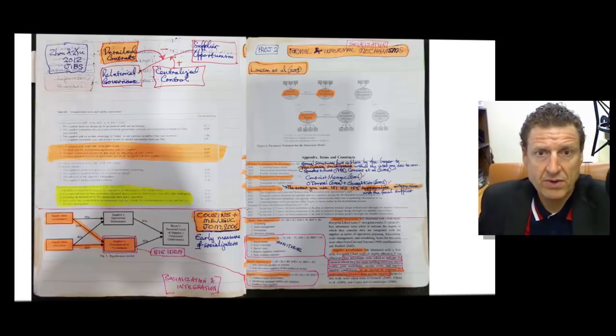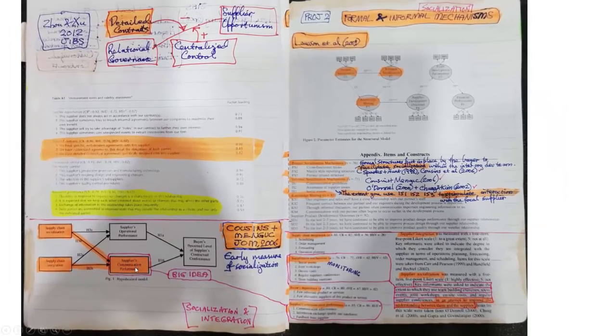So Lawson et al. looked at this notion of formal socialization and informal socialization. And then Cousins and Menjic looked at suppliers' communication performance and supply chain socialization, and this notion of socialization is very similar to this idea of relational governance.